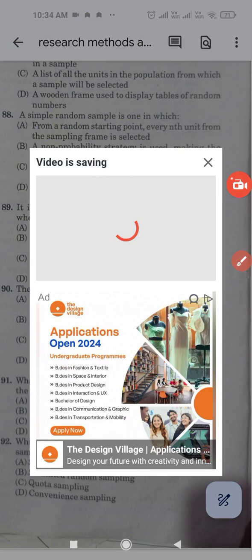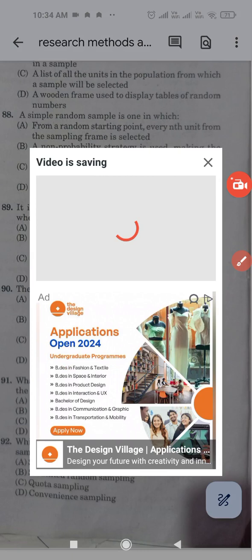Now question number 89. It is helpful to use a multi-stage cluster sample when option A, the population is widely dispersed geographically. Option B, you have limited time and money available for traveling. Option C, you want to use a probability sample in order to generalize the result. And option D, all of the above. All of the above is the correct answer, option D.